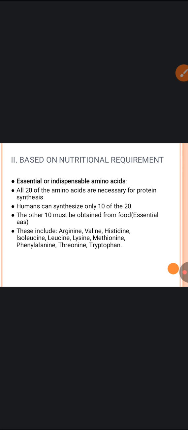And we have 10 amino acids in this class. They are required. The 10 amino acids are listed below. We have arginine, valine, histidine, isoleucine, leucine, lysine, methionine, phenylalanine, threonine, and tryptophan.